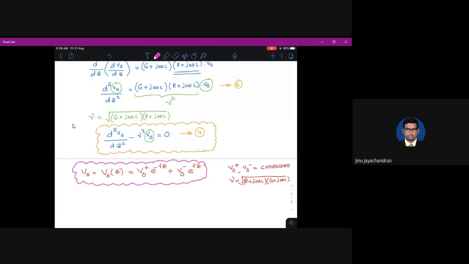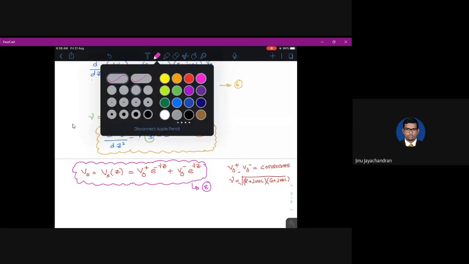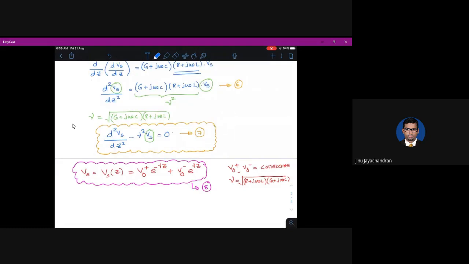I'm going to name this as equation number 8. So this is your final waveform. The voltage will always obey this equation. But you should note this is in terms of z only. We haven't introduced the time factor because Vs of z is the phasor form. So let's introduce the time factor and analyze how the waveform will look in a transmission line.